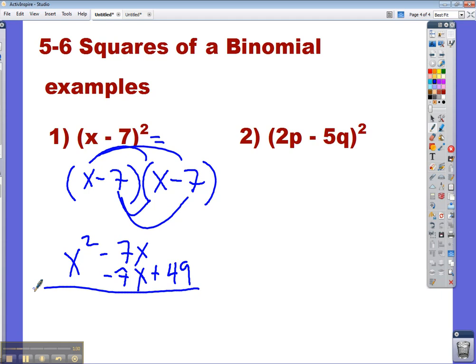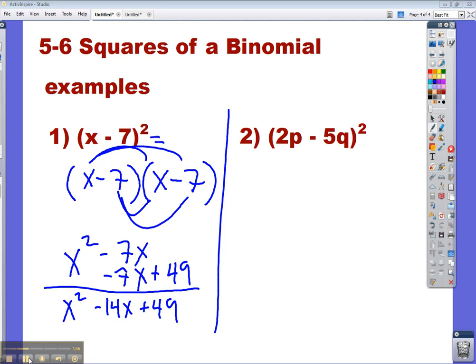So let's add the common terms. We have negative 7x minus 7x. So what is negative 7x minus 7x? Sam? Negative 14. Negative 14x. We have x squared, and we have plus 49. So we're going to take a look at this a little bit further after we do the second problem.